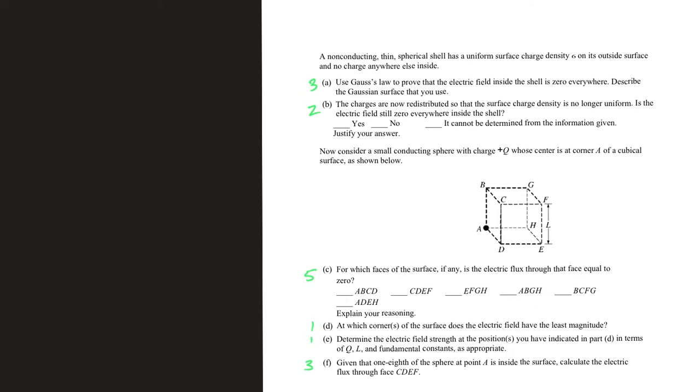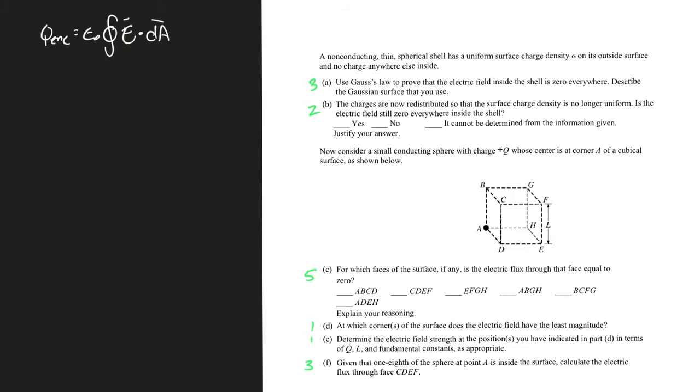I'm hoping that everybody was able to swing at this one and do okay, because it didn't ask for you to have a whole lot. You needed to indicate that first you're working from Q enclosed equals epsilon naught times the flux. And I would use a sphere.